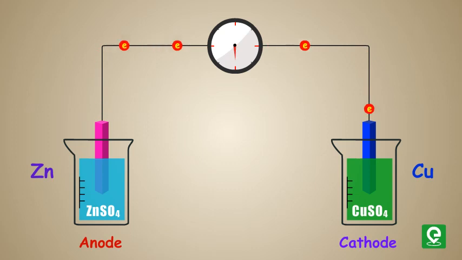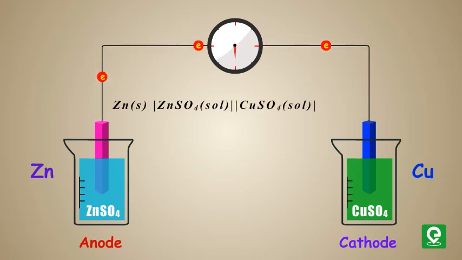We represent this cell using a standard convention: Zn(s) | ZnSO4(sol) || CuSO4(sol) | Cu(s), anode half cell on left and cathode half cell on the right. In an electrochemical cell, which metal will oxidize or reduce depends on the tendency of the metal to gain electrons. This is known as reduction potential.